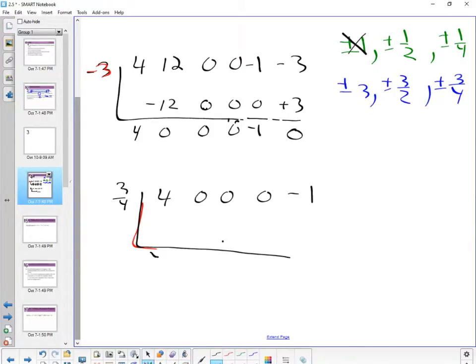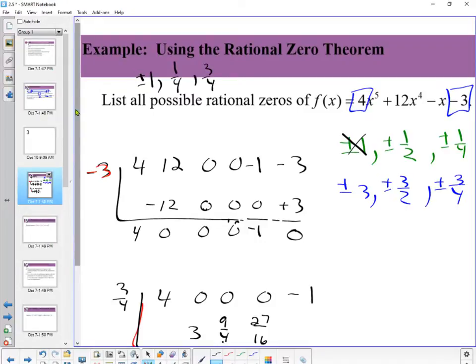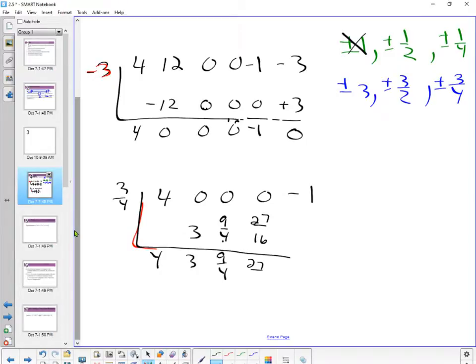So here's my 3/4. So we're gonna go 4, 3, correct? That'll give me 3. That'll give me 9/4. No, what did I mess up? That will give me 27/16. That's not gonna work, is it? No. Okay, so 3/4 doesn't work. What else? 1/2. A half? Try a half? I thought we did a half. Oh, we did a quarter. We never tried a half.